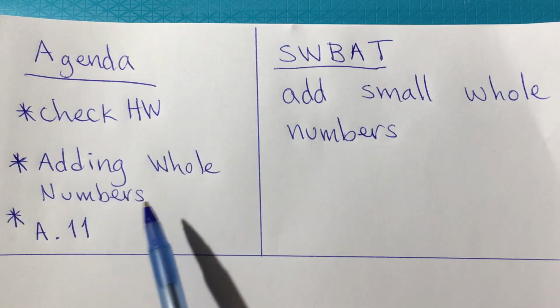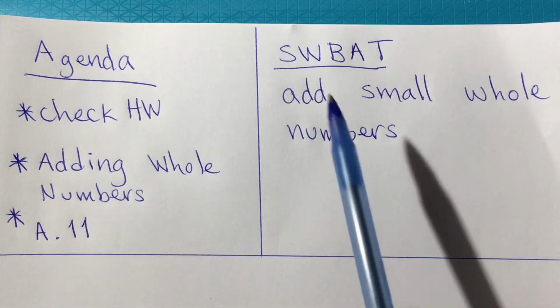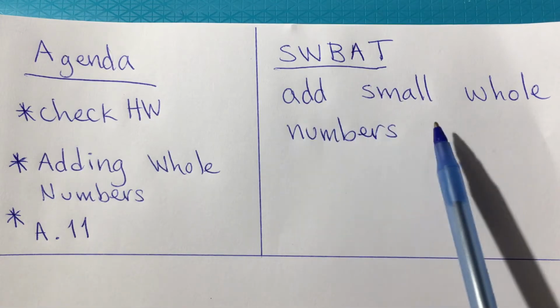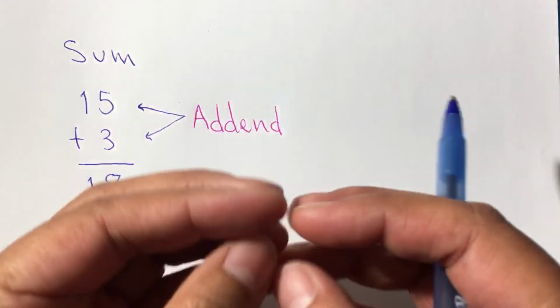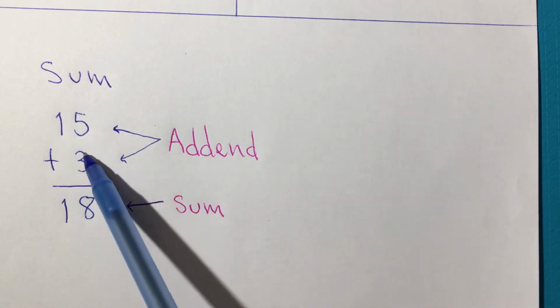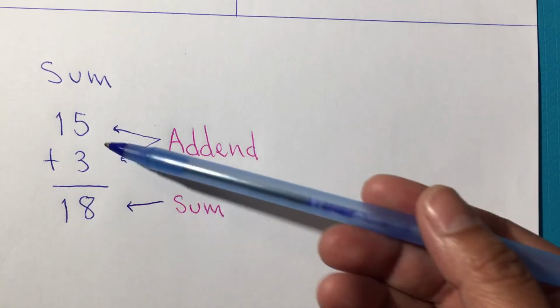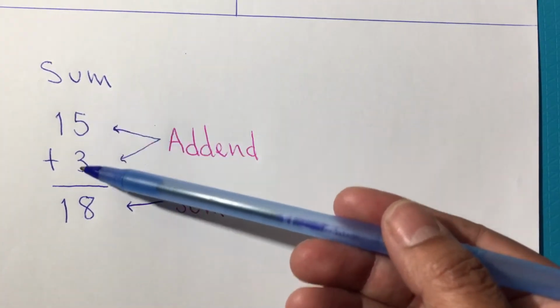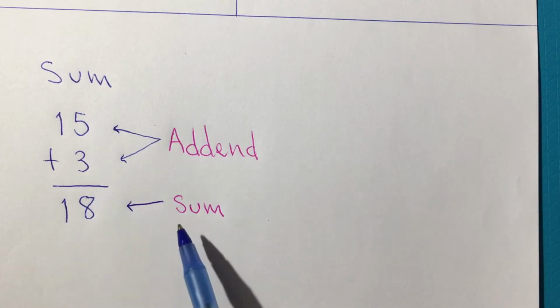We'll be adding whole numbers and you will be able to do page 11 from module A. Today students will be able to add small whole numbers. And basically adding is just putting things together, okay? If I have 15 items and then I buy 3 new items, now I have a total of 18 items. The two things that I'm adding together are called addends, and the result is called the sum.